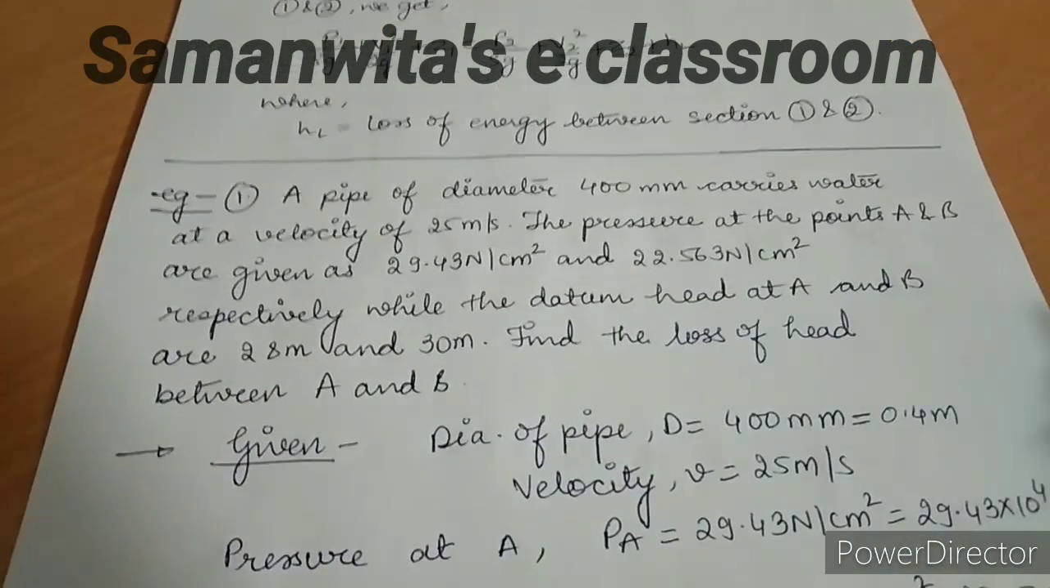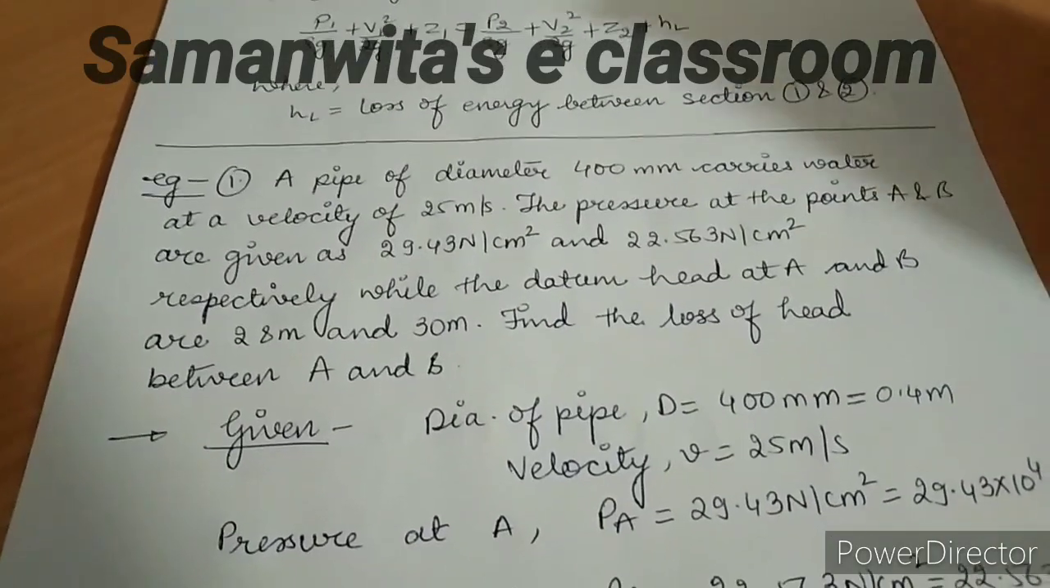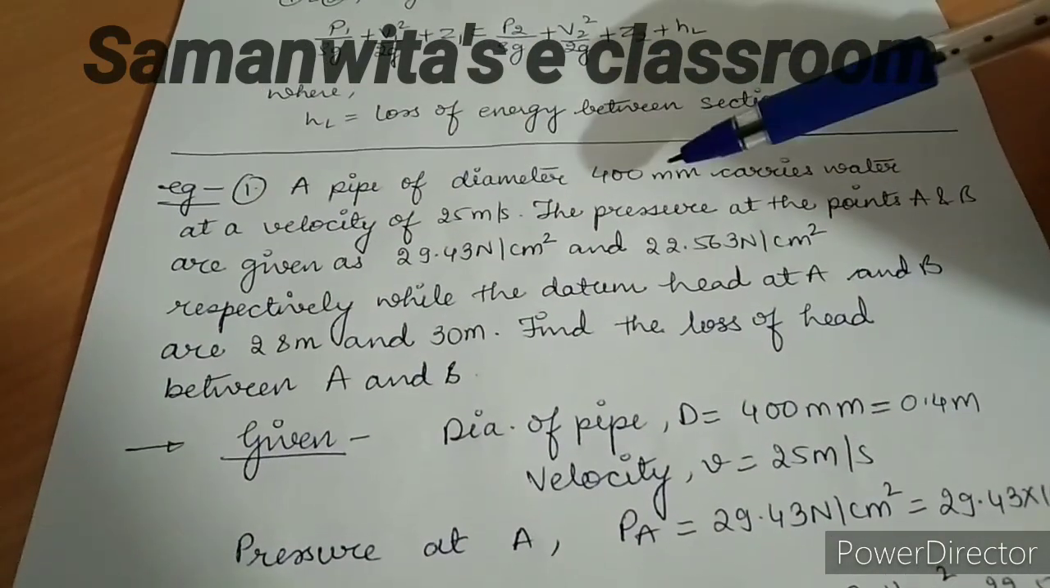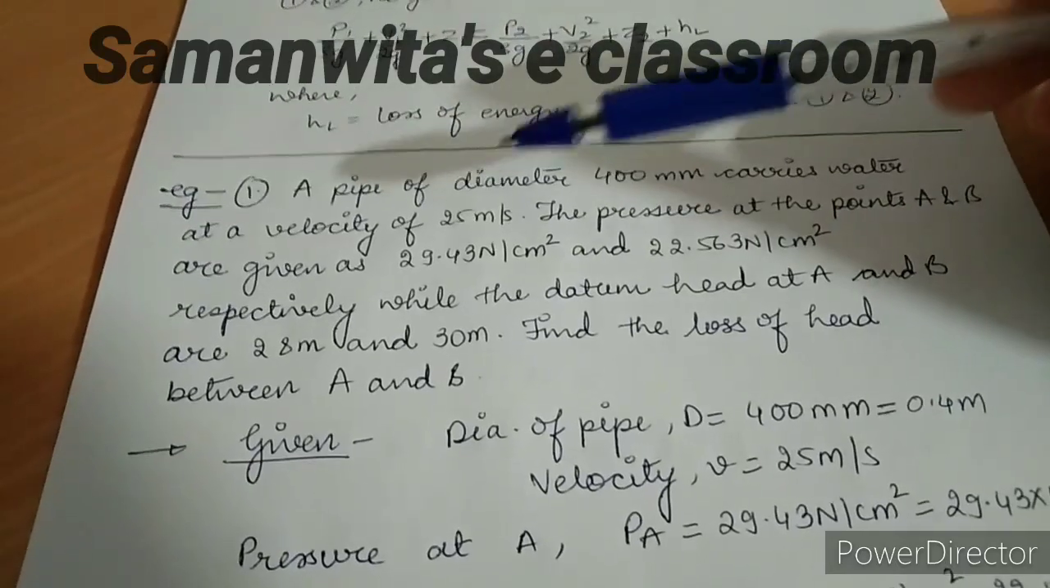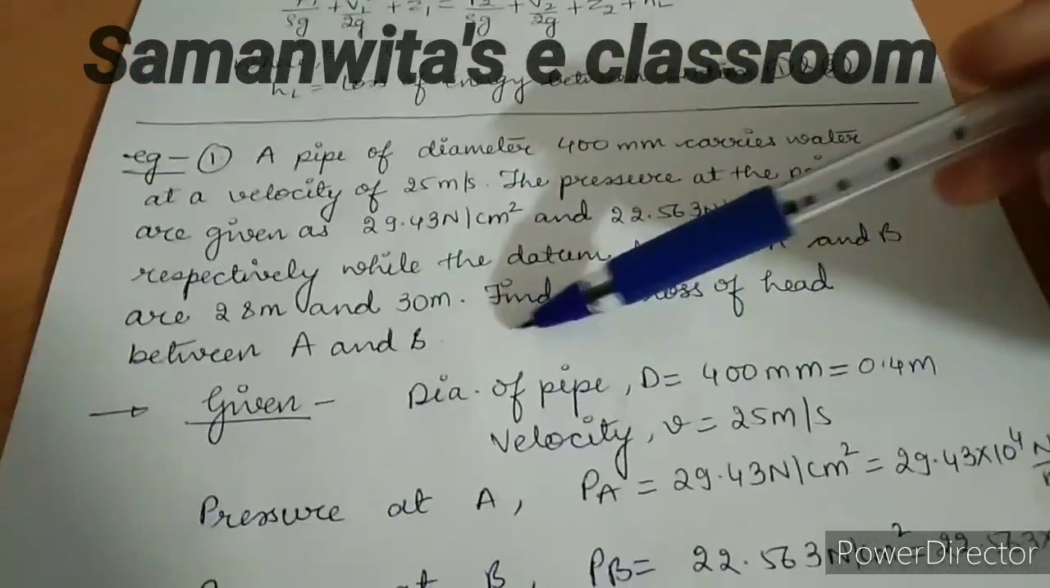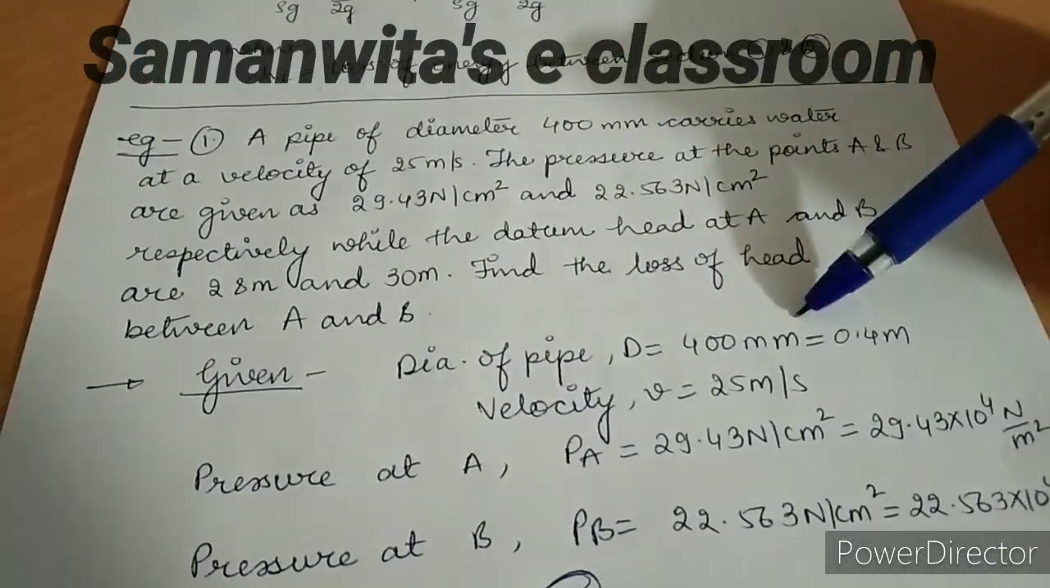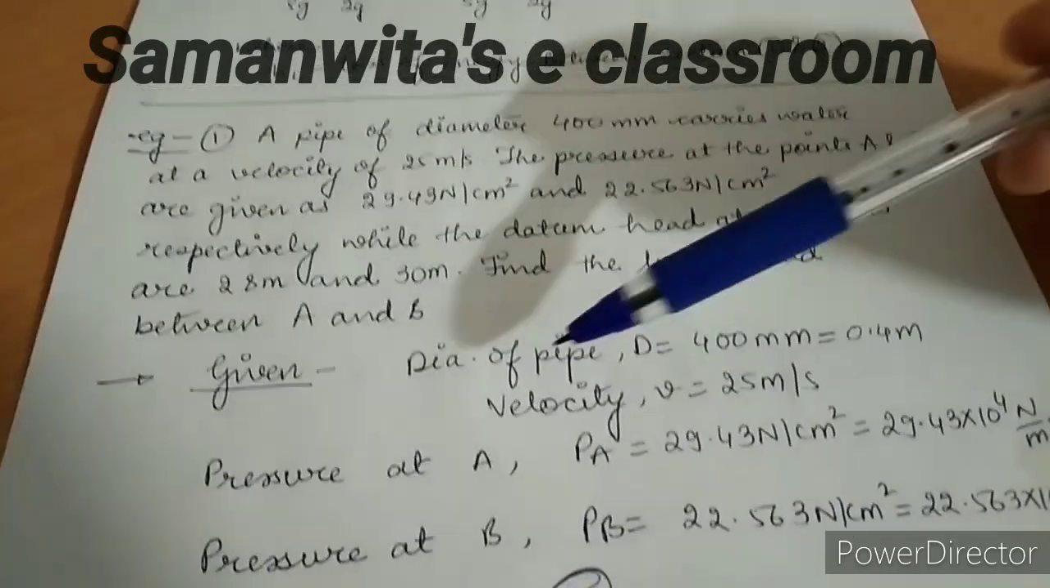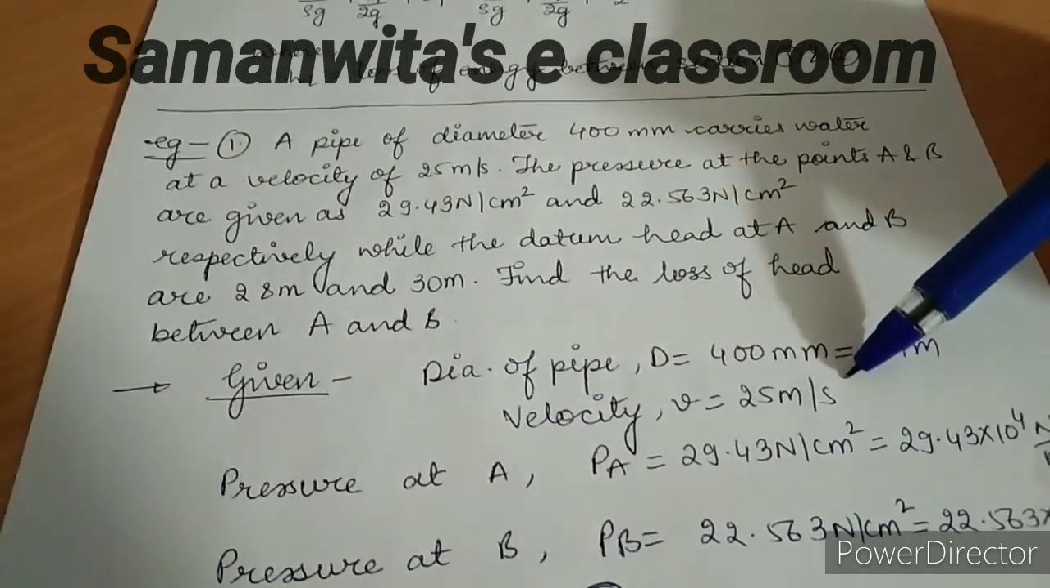Let's take up an example to understand this concept. A pipe of diameter 400 mm carries water at a velocity of 25 meters per second. So the diameter of the pipe D is given as 400 mm, which is 0.4 meter, and the velocity V is given as 25 meters per second.